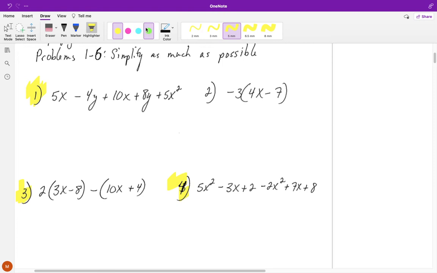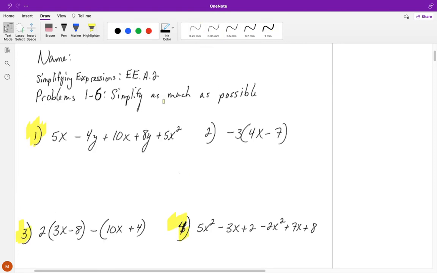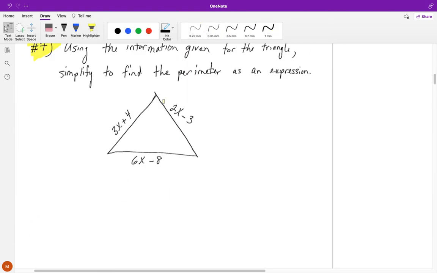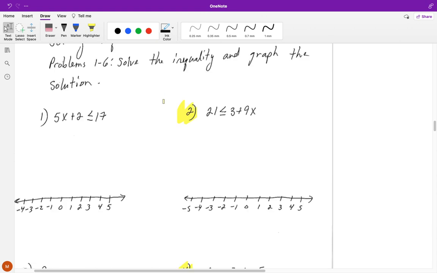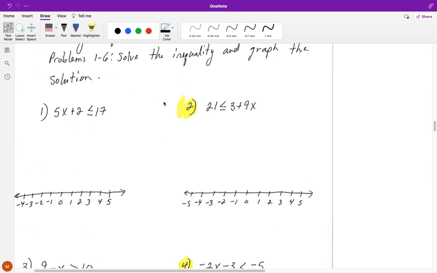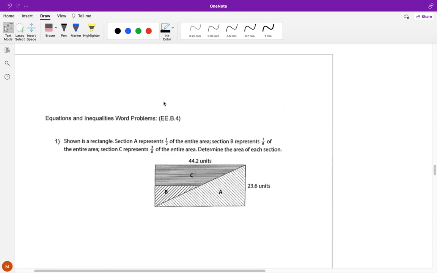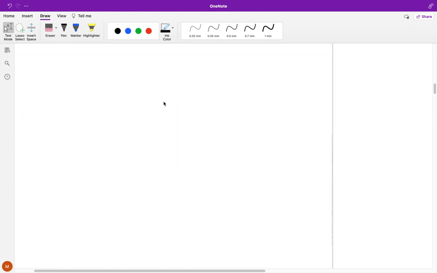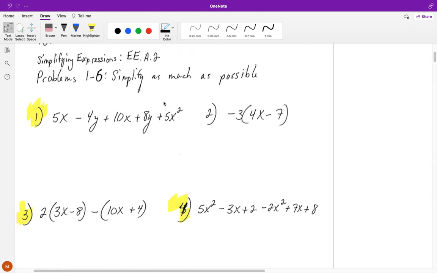All right, so just to show you the numbers that we're going to go through. In the simplifying expressions, we're going to do 1, 3, 4, and 7. And then for solving equations, no one said they need any help with that. And for solving inequalities, we're going to do 2, 4, 5, and 6. All right, no one said anything about the word problem, so there's none that we're going to go through with that. So you can skip along this video as you need.